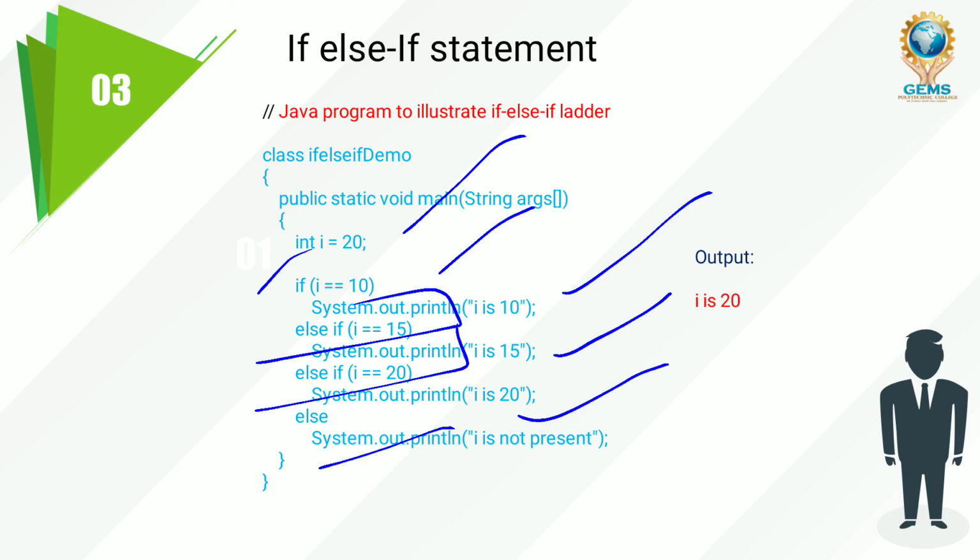First it starts with if and ends with else. In between, else if conditions will come. Based on the conditions, whichever one is true, that block of statements is going to execute. All the remaining statements are ignored by the controller. This is about the if-else if statement.